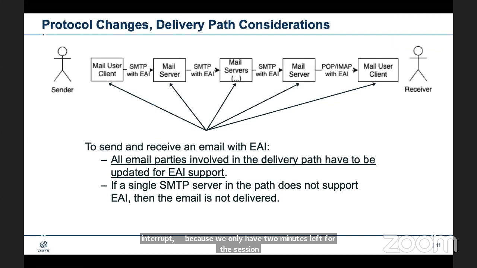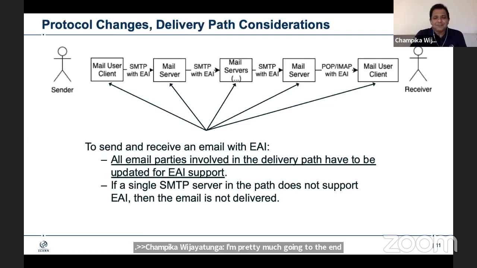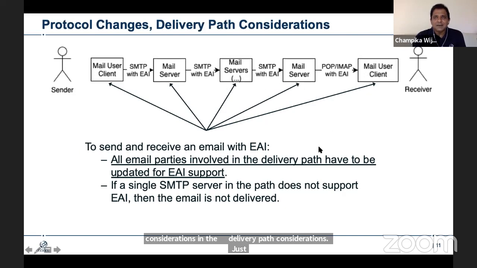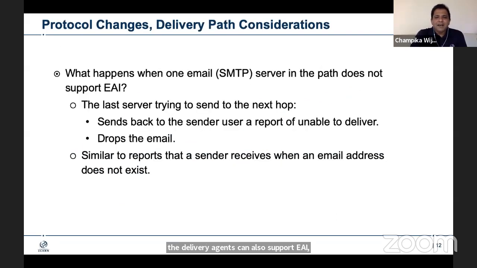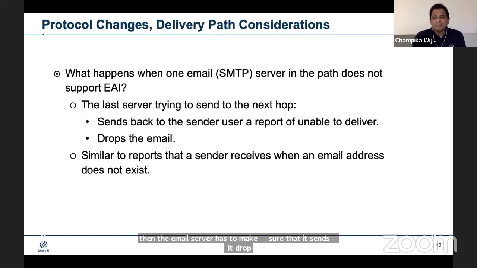So, there are a couple of considerations in the delivery path. Just make sure that all the mail servers, MTAs, plus the mail submission agents and the delivery agents, can also support EAI. That is important. And in case any mail server in between doesn't support EAI, then the mail server has to drop the message, of course, but then send a delivery message to the sender, basically.